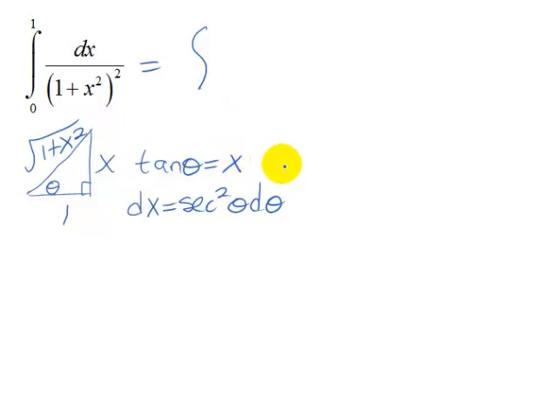If x is 0, we have tangent theta is 0. And when is tangent theta 0 on our restricted interval? Well, that would be at 0. And then our upper limit is 1. When is the tangent 1 on that restricted interval? That's going to be at pi over 4. So we're changing our limits of integration.